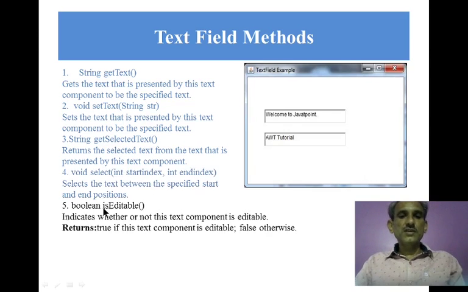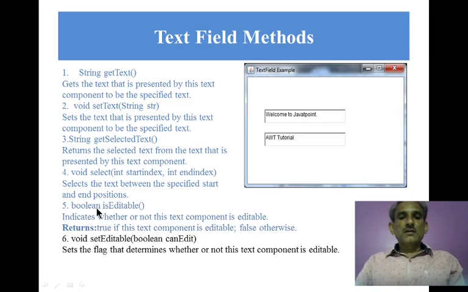Next is isEditable. This method returns either true or false. If the text field is editable, then it returns true, and if the text field is disabled, then it returns false. Next is setEditable. We can set this method on a text field. By using this method, we can set editable with a boolean value. If you specify setEditable true, then we can enter text in the text field.